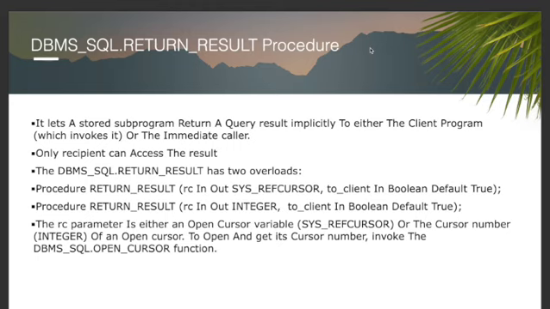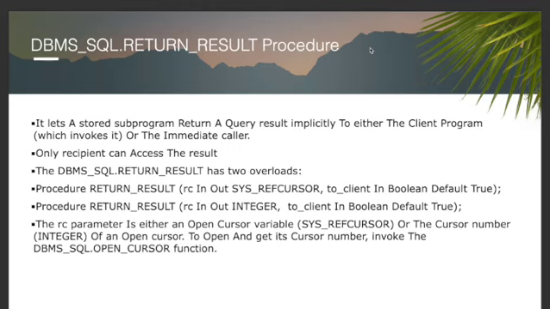The DBMS_SQL.RETURN_RESULT has two overloads. Procedure RETURN_RESULT (rc IN OUT SYS_REFCURSOR, to_client IN BOOLEAN DEFAULT TRUE). And similarly another, in which you can mention rc IN OUT INTEGER, and the remaining to_client IN BOOLEAN DEFAULT TRUE.